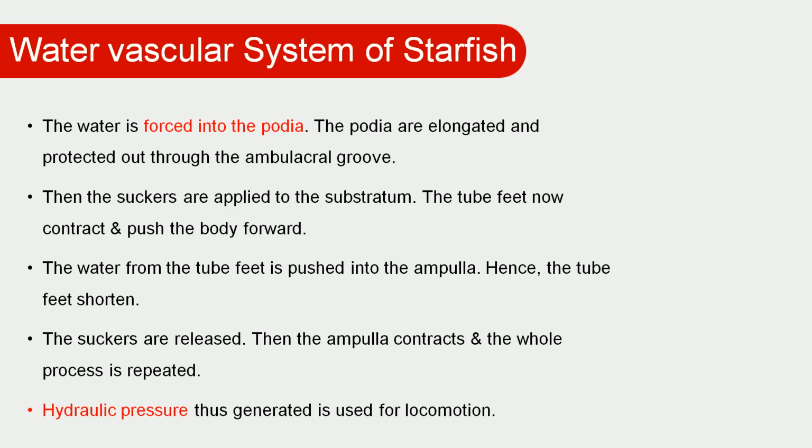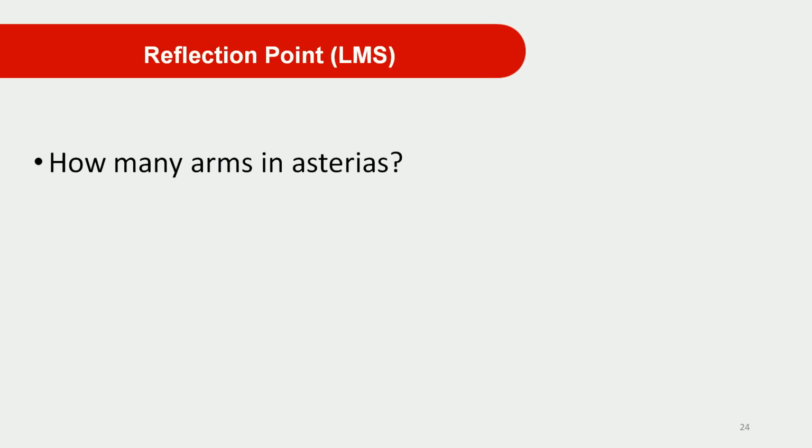The water from the tube feet is pushed into the ampulla, and hence the tube foot becomes shorter in length. The sucker is released and the ampulla contracts, and the whole process is repeated through hydraulic pressure, and it generates the pressure for the locomotory mechanism. Okay, this is a very short but sweet account of the water vascular system in echinoderm animals.